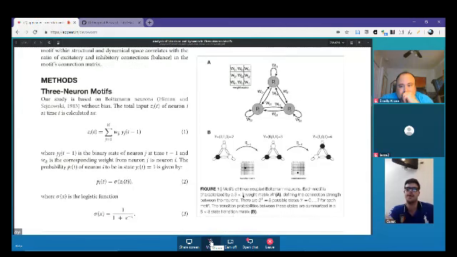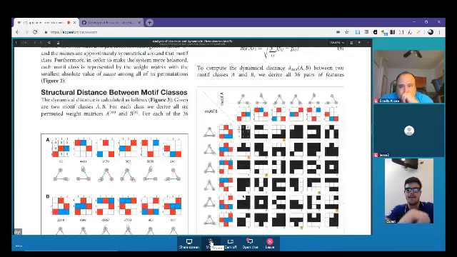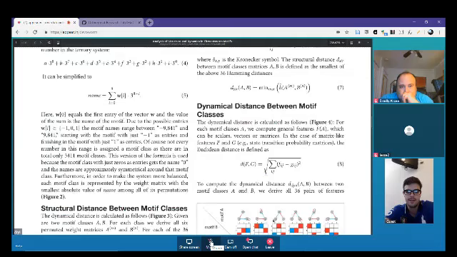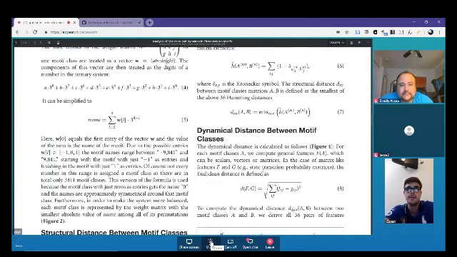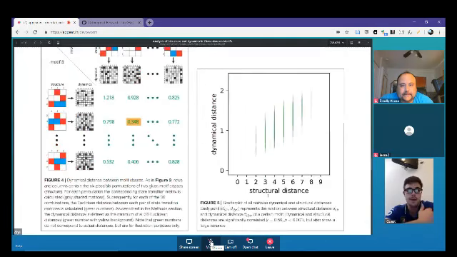Yeah, and the dynamic distance is just the summed squares of those differences in the matrix. Oh, yeah, that makes sense. Then they just do the statistics and found a positive correlation between the structure distance and dynamical distance. The structure distance is discrete, so it shows as lines here, but the distribution is very wide for each value of structure distance.